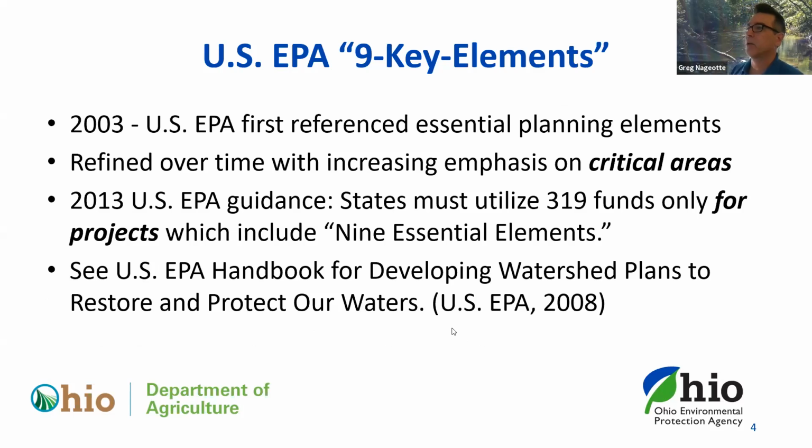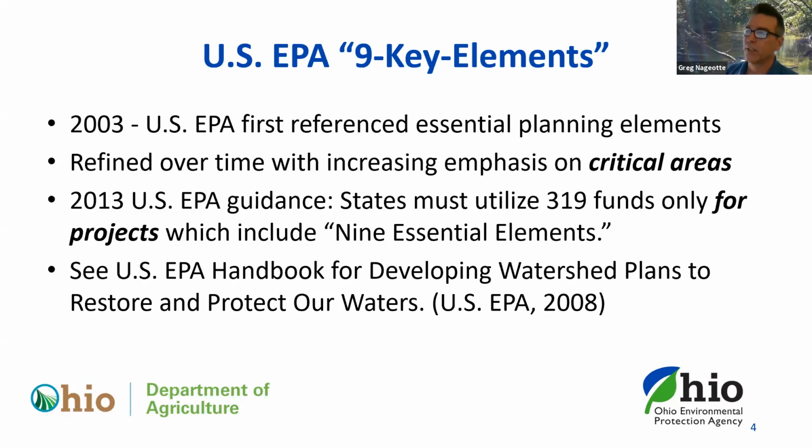So going back a little bit, what are the 9 key elements? US EPA, among their first references, may have been referenced earlier, but in a very rough form, the 9 elements or key elements were referenced in 2003 guidance. If you recall, if you've developed a watershed action plan between 2001 and 2015, we did base that framework on those key elements. However, Ohio EPA has refined those over time, placing more emphasis on critical areas.